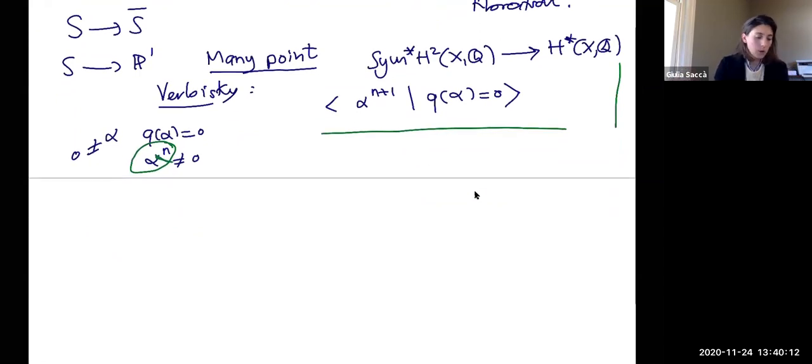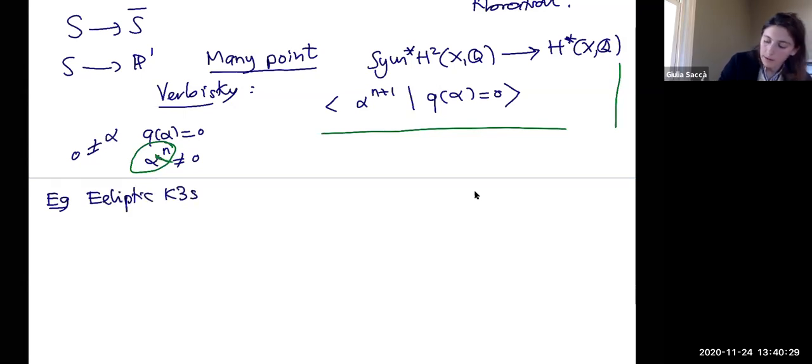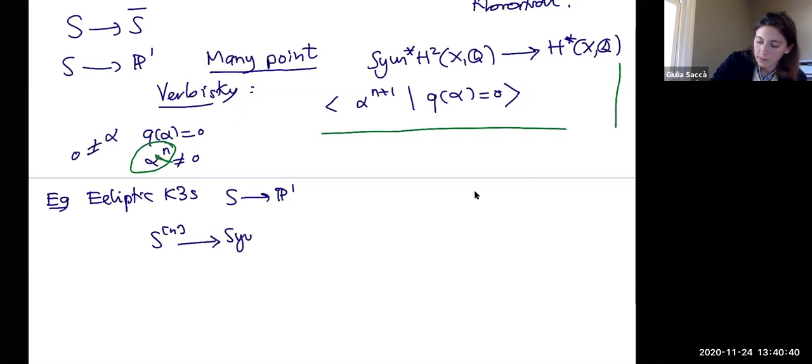Okay, so let me give you a bunch of examples of Lagrangian fibrations. Of course, the first example is elliptic K3s, S to P1. And if I look at the Hilbert scheme of points on an elliptic K3, it maps to Sym^n of P1, which is Pn, and so this gives a Lagrangian fibration.